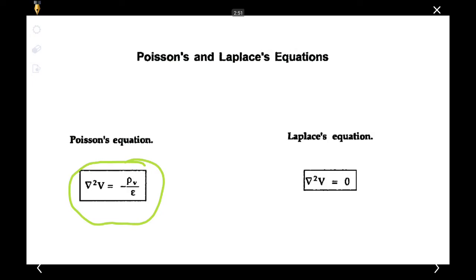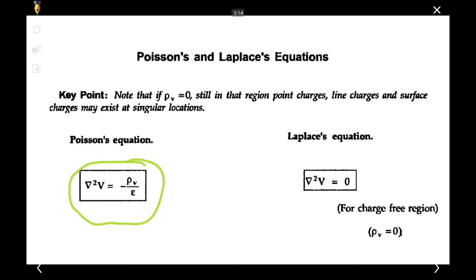What is the difference between Poisson's and Laplace? Poisson's equation becomes Laplace equation when rho V is equal to 0. When will you get rho V equal to 0? For a charge free region. When there is no charge, we say rho V is equal to 0. Important to note: when rho V is equal to 0, the region may have a point charge, line charge, or surface charge existing at a singular location. This is a key point: when we say rho V is equal to 0, we should not assume that Q is equal to 0.